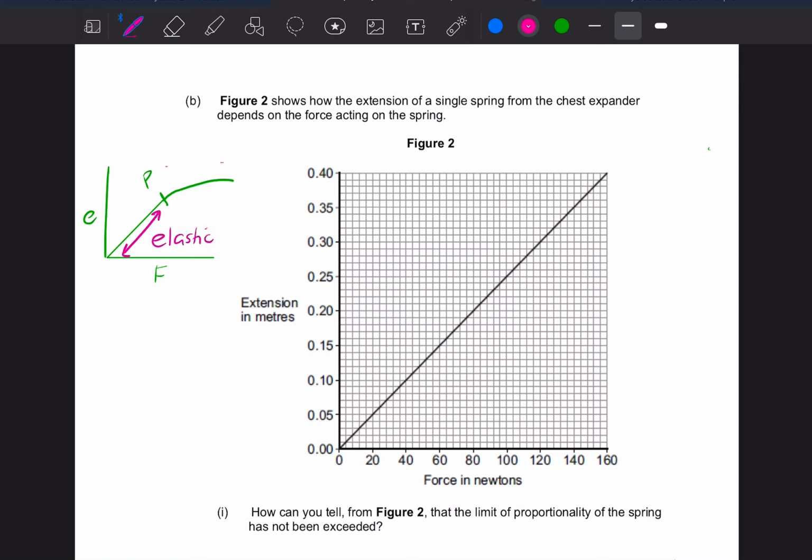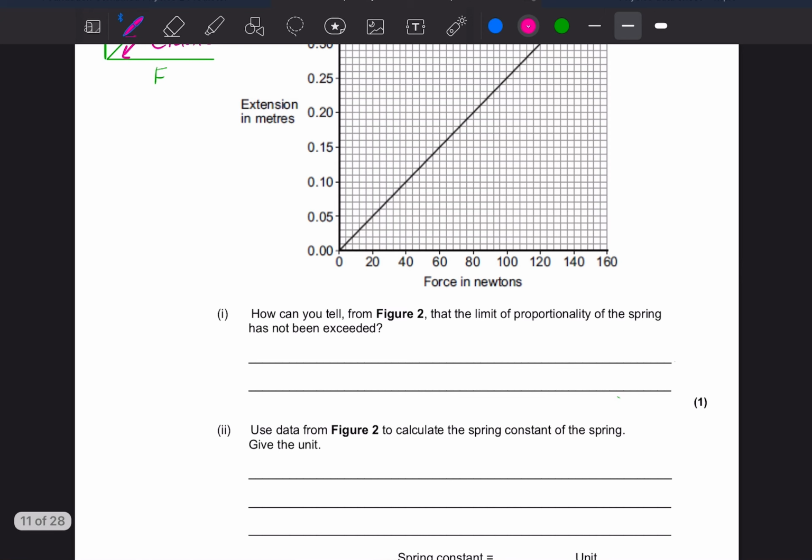Because what that means is that when we apply a force to something that is elastic, we deform it, we either stretch it or compress it. But as soon as we take those forces away, the spring or the object will return to its original shape. If we apply a force that is too big, so if we squash it too much or we stretch it too far, then we hit something called the limit of proportionality. And after this point, the object will not return to its original shape. So we say that it's inelastic.